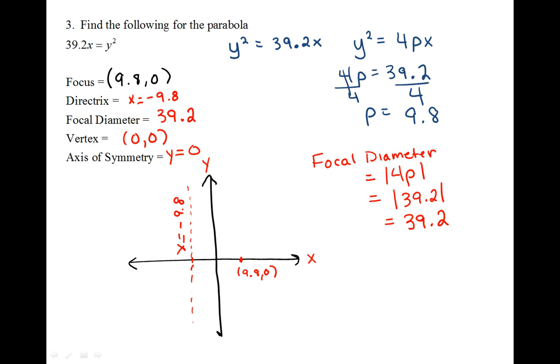Okay, now let's just go ahead and get a sketch of this. So we know if the focal diameter is 39.2, let's divide that by 2. 39.2 divided by 2. So that gives us a point that's up 19.6 and down 19.6.